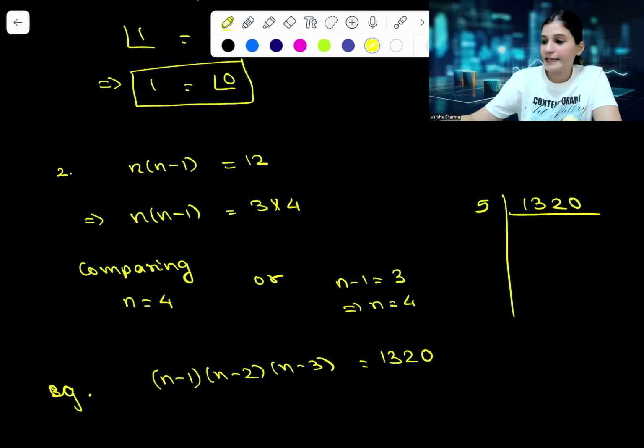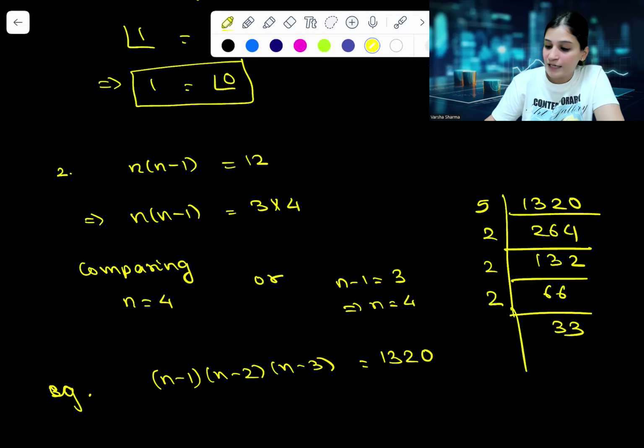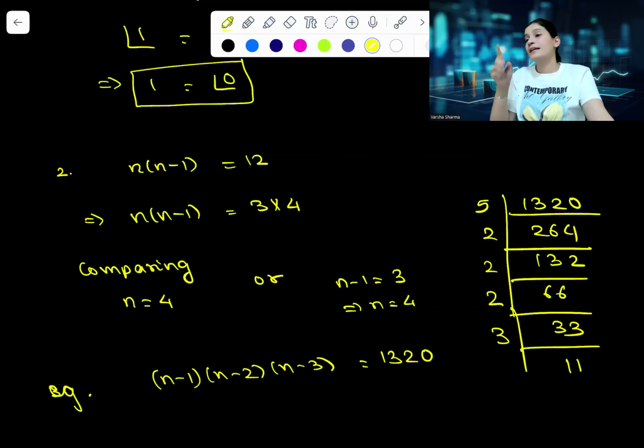I can divide this by 5, 264. I can divide this by 2, 132. Again by 2, 66. Again by 2, 33. Divide by 3, 11. So here, what is the largest prime number? 11.